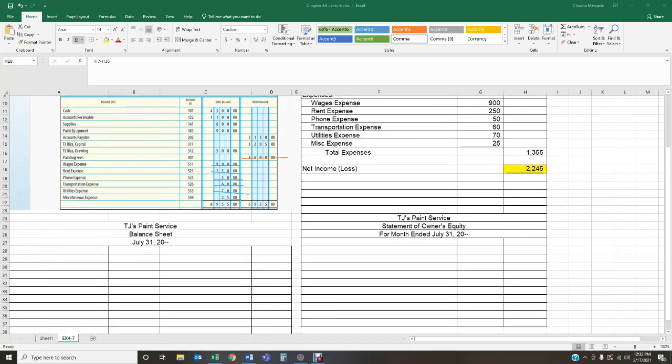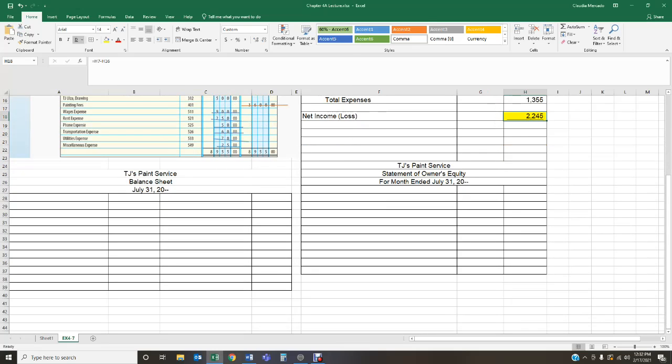Now we move on to our statement of owner's equity. For the statement of owner's equity, we're going to start off with TJ Ulsa Capital.